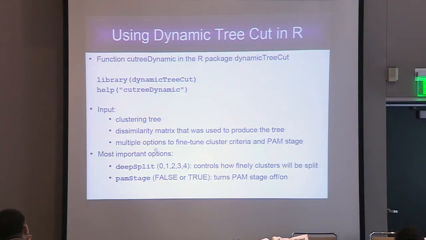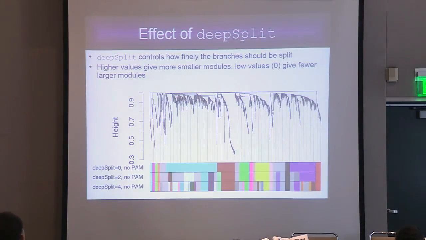But there are 2 most important options that modify the behavior of the function in the most dramatic way. The first one is deepSplit, a numeric variable that can take values between 0 and 4, and basically controls how finely the clusters will be split. The second important option is pamStage, which is FALSE or TRUE, and it turns the assignment of objects to their nearest cluster off or on. So let me show you a couple of examples of how these options work.